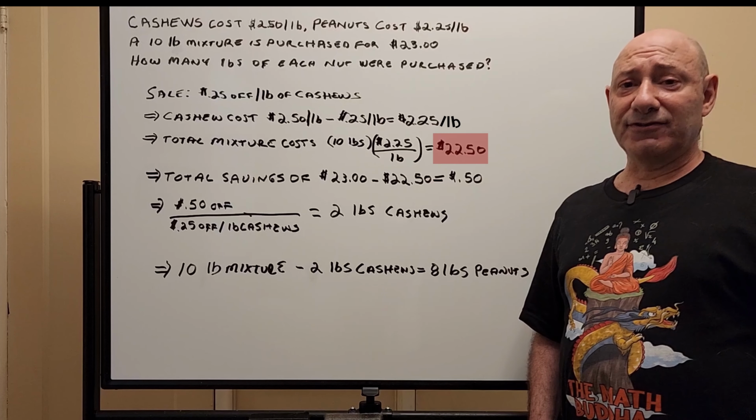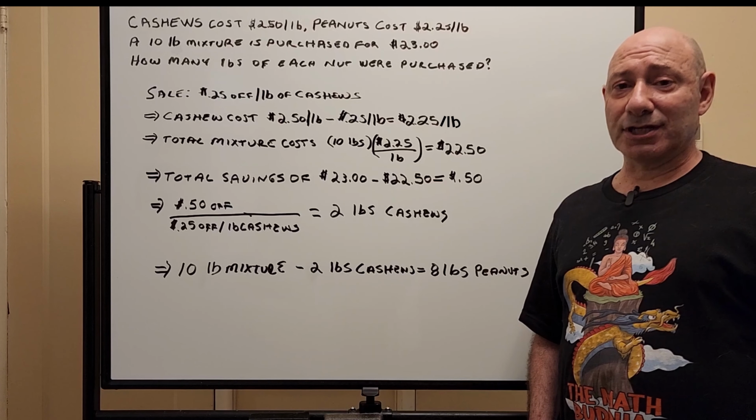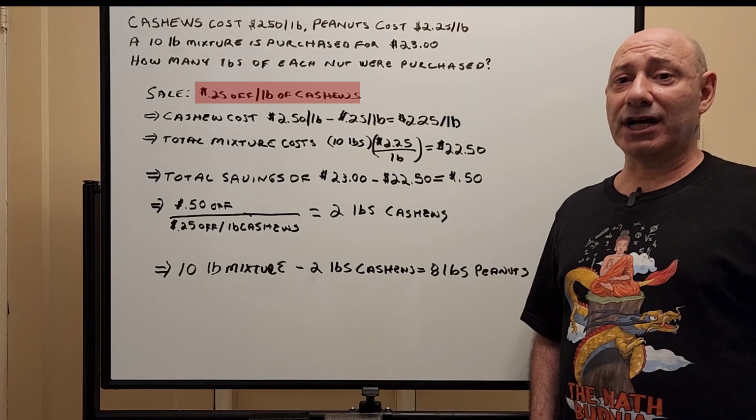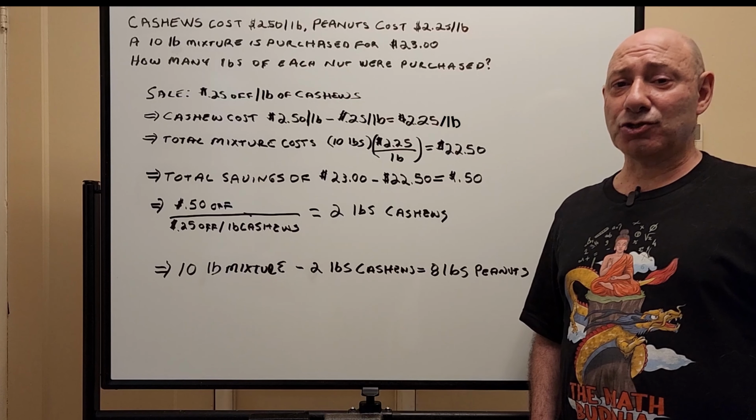This $22.50, that's our discounted cost. Now, if that's our discounted cost, and we know that we're saving only on cashews, then we know that we can get our pounds of cashews by dividing our 0.50 by our 0.25. And we can figure that out without carrying around and manipulating two algebraic equations.